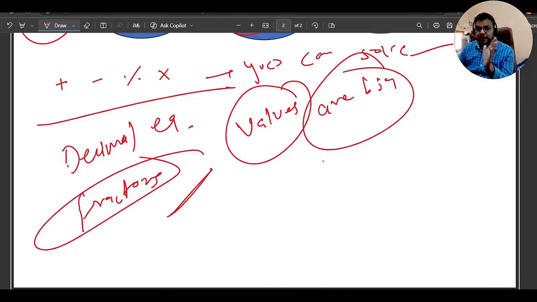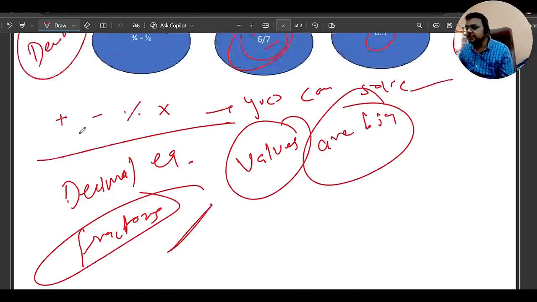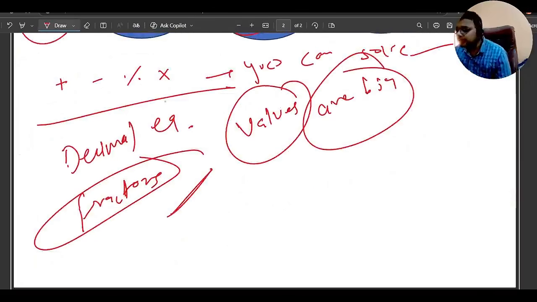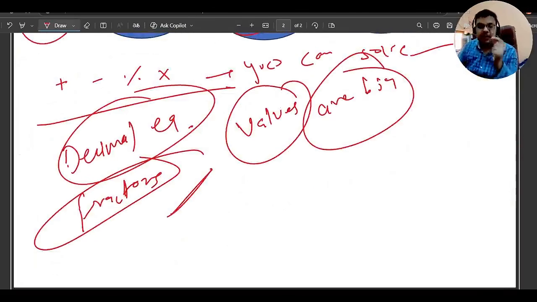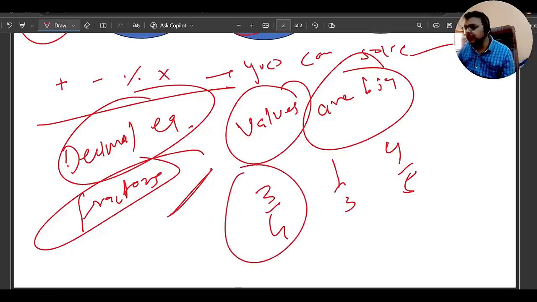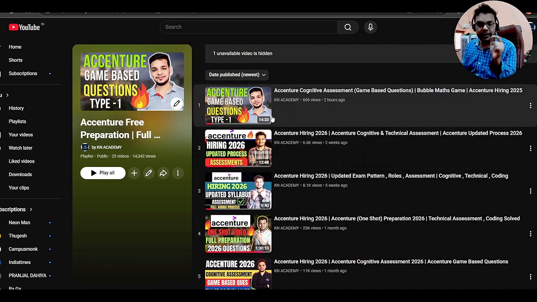If the values are small, like 3 by 4 minus 1 by 2, always use decimal equations, because it will make you calculate faster. And please try to do one thing: for these small ones like 3 by 4, 1 by 3, 4 by 5, please remember the decimal values immediately. It will make your calculation faster.